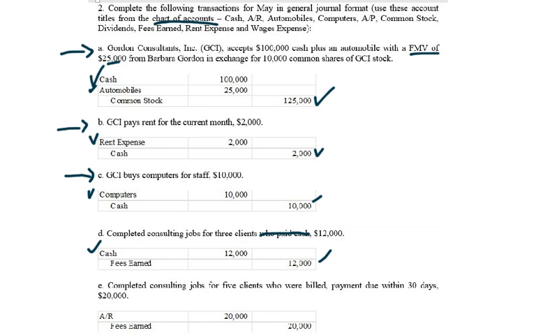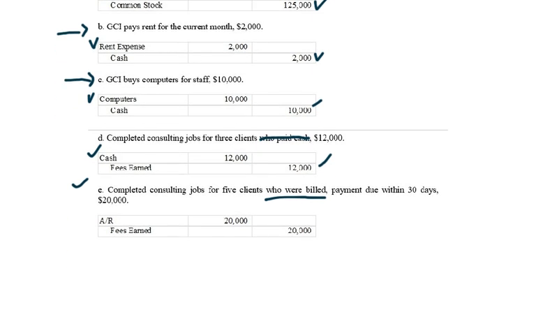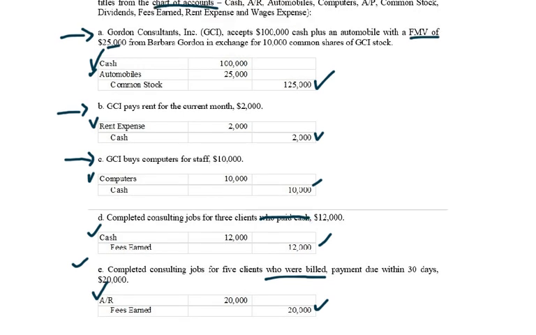Now here, completed consulting jobs for 5 clients who were billed. Again, that's the more realistic way. Or we could have said 5 clients on account or on credit, $20,000. Gets you to the same place. So that should be accounts receivable debit, because they were billed, it was on account or on credit, so they're going to pay later. And then the offsetting credit there should be to fees earned. So debit AR, credit fees earned for $20,000.